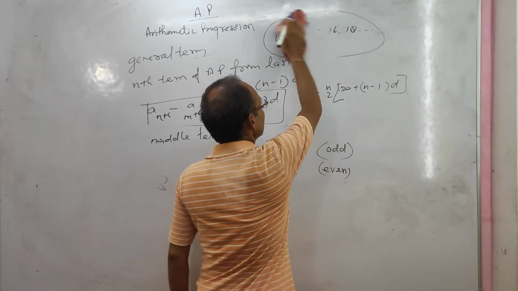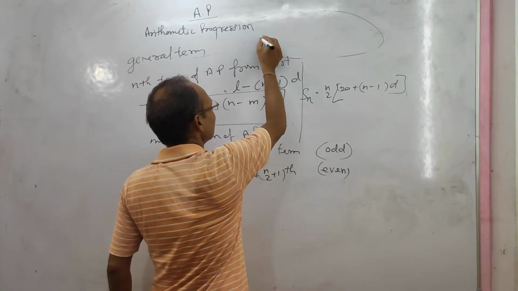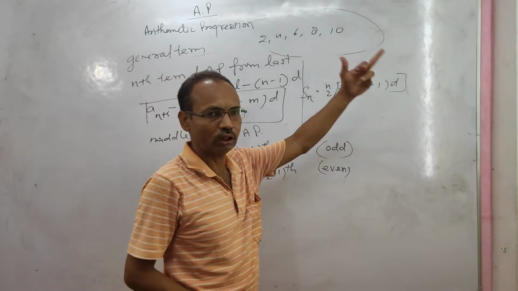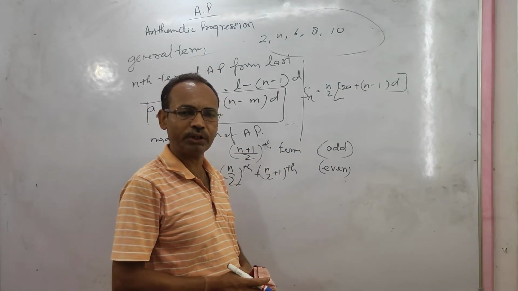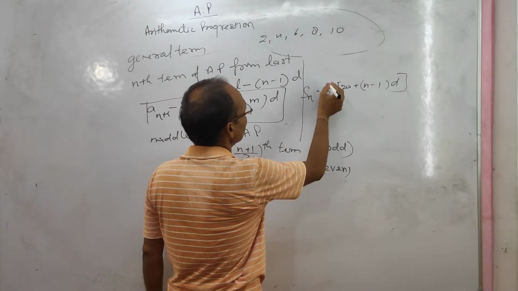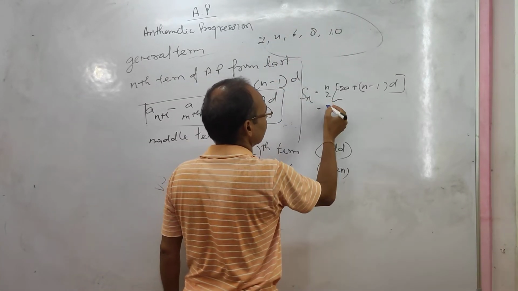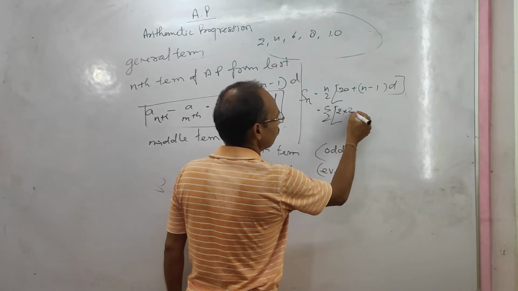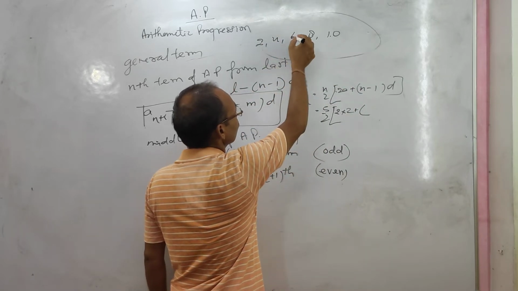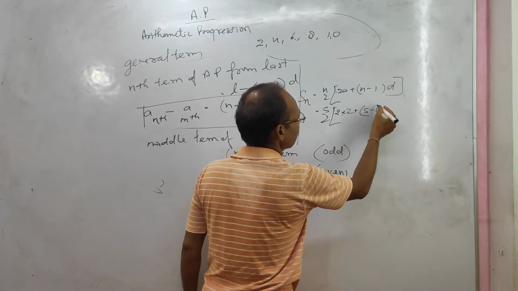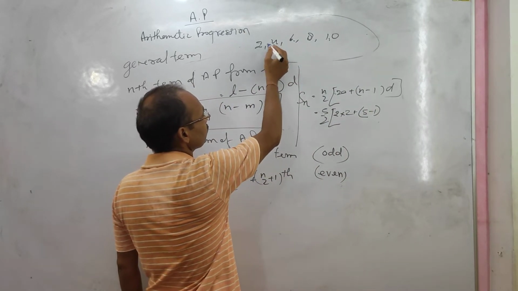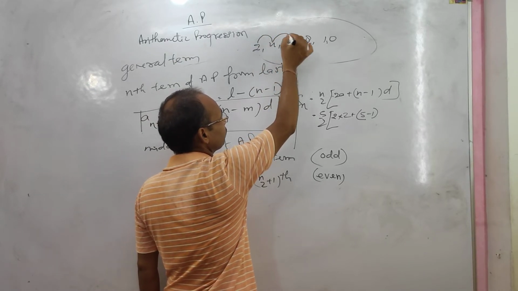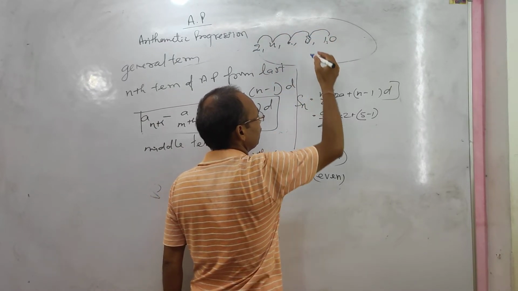For example, if you want the sum of 2, 4, 6, 8, 10, then use this formula, and you can calculate the value very easily. n by 2: how many terms? 1, 2, 3, 4, 5 terms. 5 upon 2, 2 into a. What is a? 2. Plus n, how many terms? 5, minus 1. What is the difference? The difference is 2. You can get it by subtracting 4 minus 2, 6 minus 4, 8 minus 6, 10 minus 8: 2.